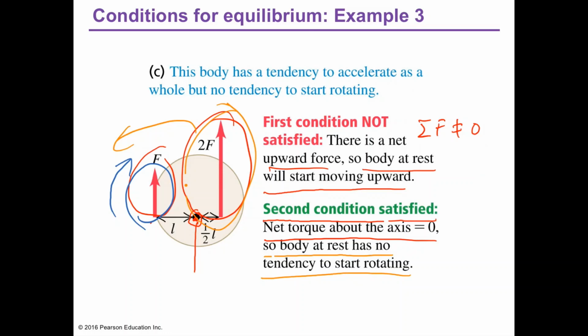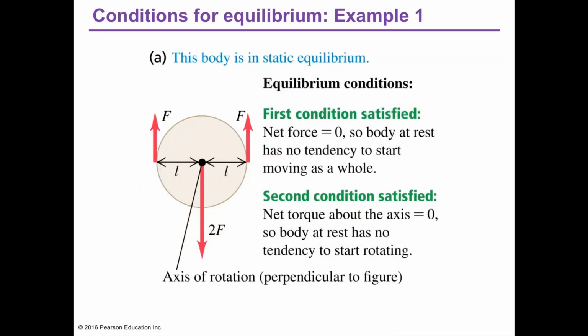So this is a second example where the first condition is not met, but the second condition is satisfied. Basically, this whole extended object will start translating, but it will not rotate. Here's the condition where both conditions are satisfied if you analyze all the forces and the torques applied to it.